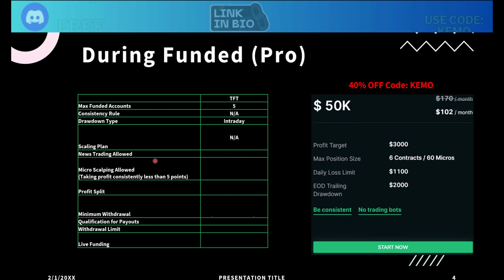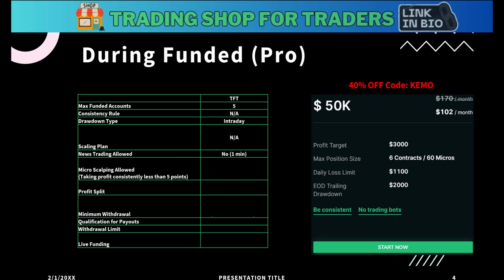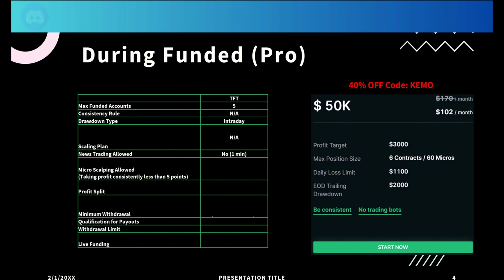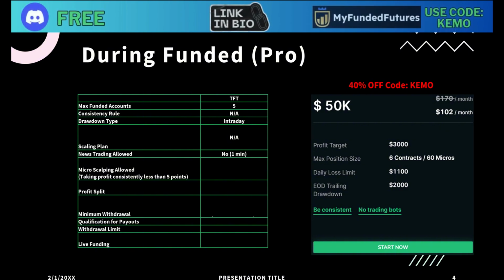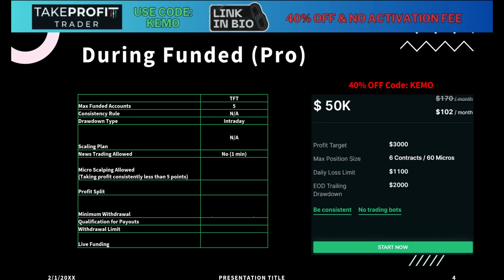Is trading news allowed during the funded phase? And the answer is no. They have a rule that says you cannot place any trades or have open positions 1 minute before the news release or after it comes out.